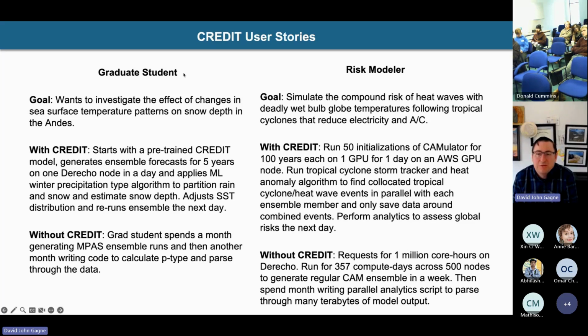And while you're running it, you can run your tropical cyclone tracker in Python, and maybe you have some heat anomaly algorithm that's looking at the diagnostics. You find all your co-located events, save out just that information, do your analysis the next day, and then you can spend more time making plots and working on the science. If you wanted to do this with current modeling systems, you would need to put in a request for a million core hours on Derecho or one of your UK systems, and then you need to run for approximately 357 compute days across 500 nodes to generate a regular CAM ensemble. You could do that in a week, but it's still a lot of compute you would have to manage, and then write a bunch of parallel analytic scripts to parse through many terabytes of model output. Or you had to rely on existing data, like the CESM large ensemble, to do that.